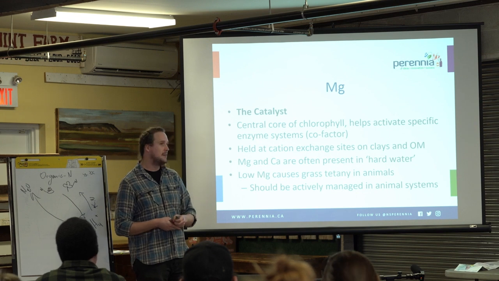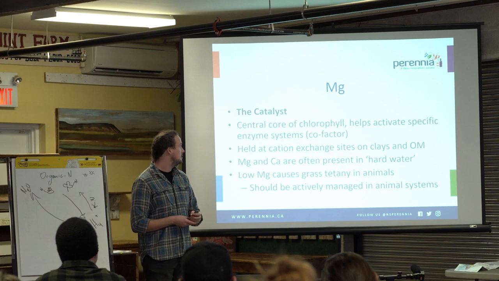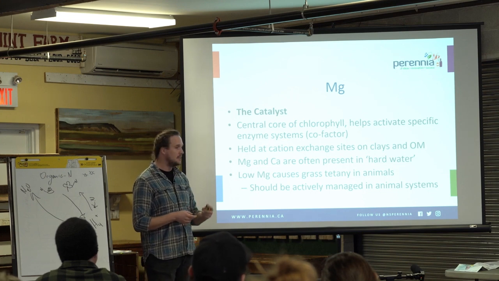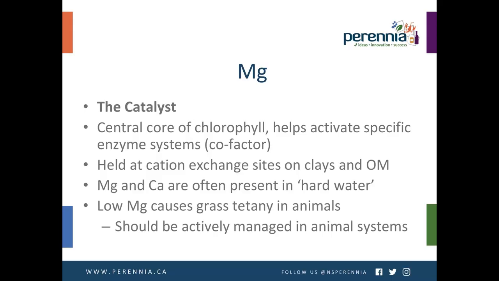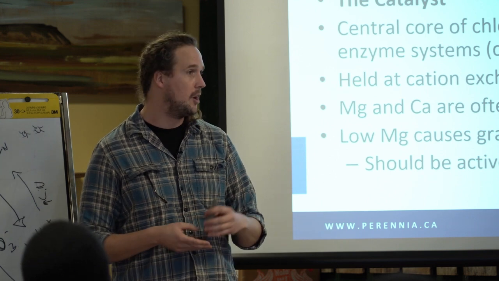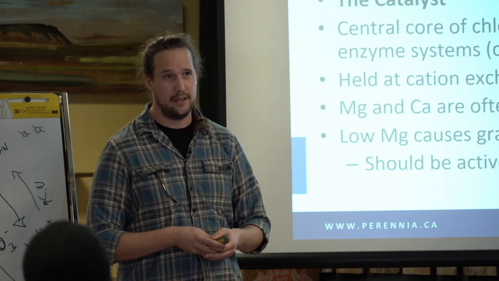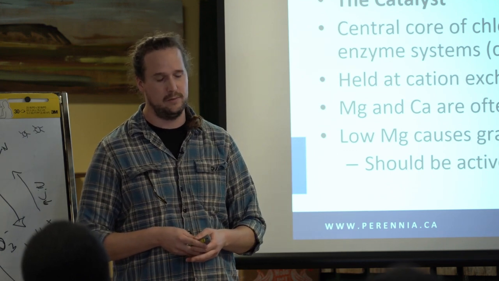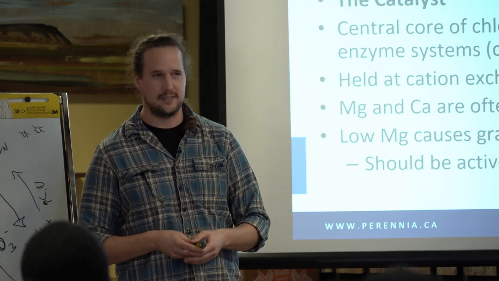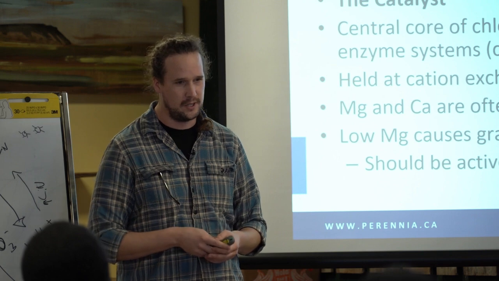And magnesium. So magnesium is a catalyst in the soil. It's part of the central core of chlorophyll, and it helps activate specific enzyme sites as a cofactor. It's held at cation exchange sites on clays and organic matter. It's often present with calcium in hard water. So if you have hard water and you're using that for your irrigation, you're most likely applying a decent amount of magnesium as well, which can clog irrigation lines. It's not good if you're using hard water too much.